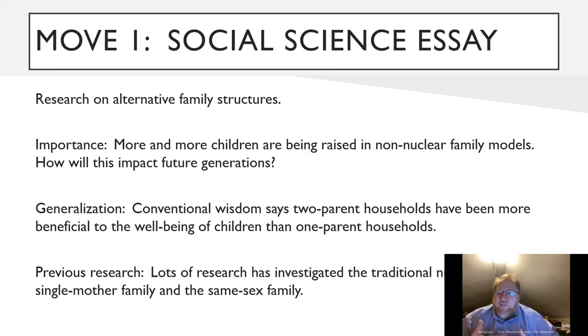And then we say there's previous research, and I say, a lot of people have done research on the traditional nuclear family, on single mother families, and then on same-sex families. Two women, two men, and so on. So there's a lot of research about those things. So in social sciences, I have defined my parameter. I've started to poke around to see what other research says, et cetera.